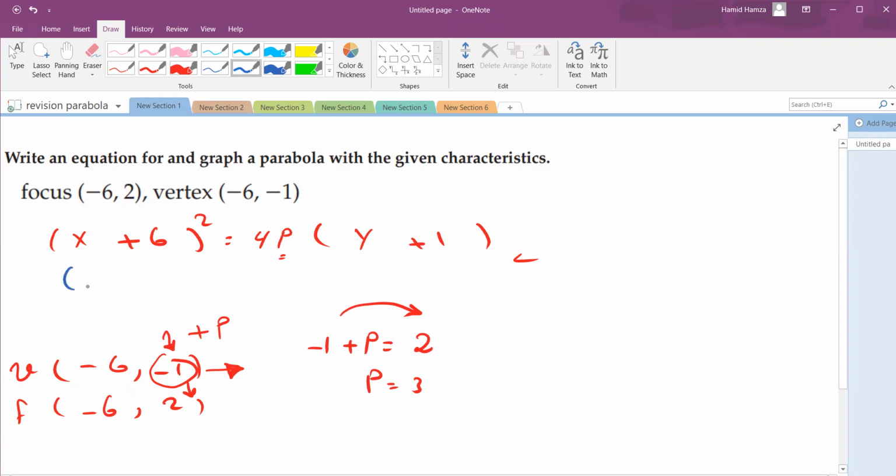It will be (x plus 6) power 2 equals 4 multiplied by 3, which is 12, times (y plus 1). Any question, guys? Okay.